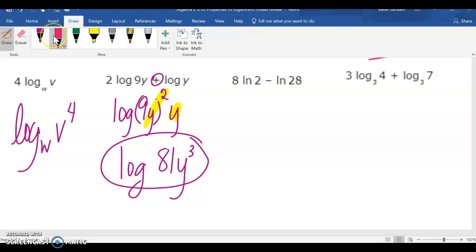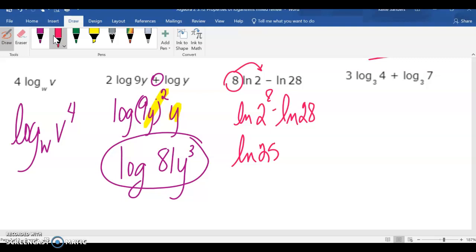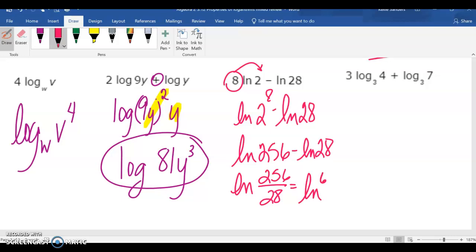Okay, so I'm going to take 8 up to the 2, get natural log 2 to the 8 minus natural log 28. We're going to do 2 to the 8th and get 256. Minus natural log 28. Since it's subtract, we're going to divide, and that reduces to 64/7.